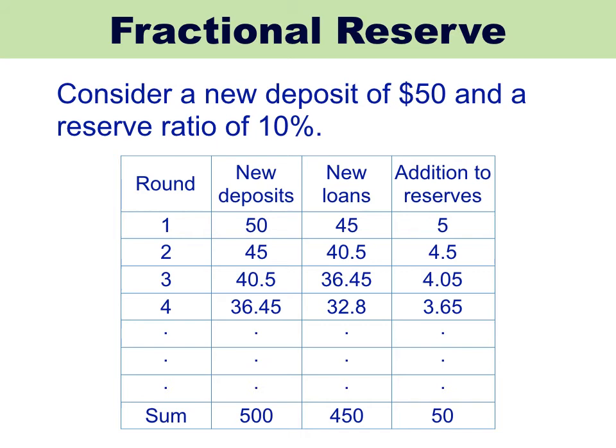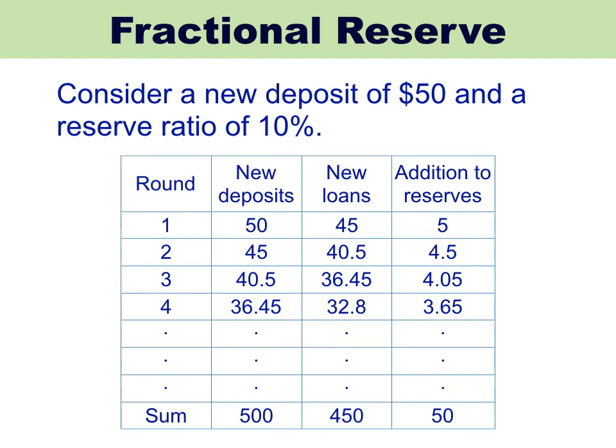And here we have an example. Here we see that there is a new deposit of $50, and let's just say the reserve ratio is 10%, which means that the reserve requirement must be 10% or lower. The new deposit is $50, and the commercial bank is only keeping $5 of it. That's all they have to keep with their ratio, which means that they lend out $45.